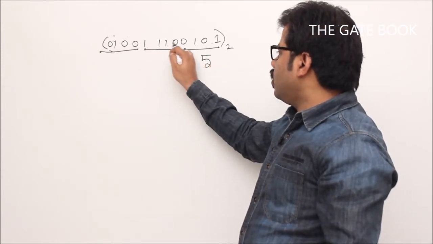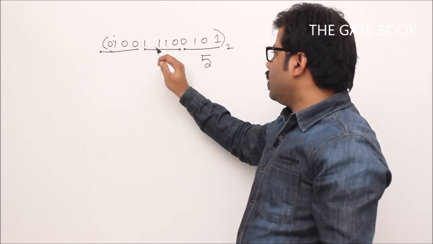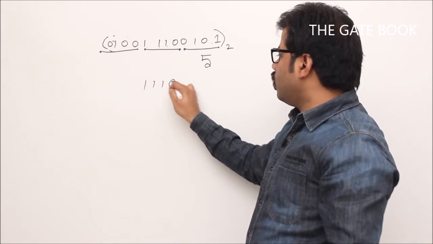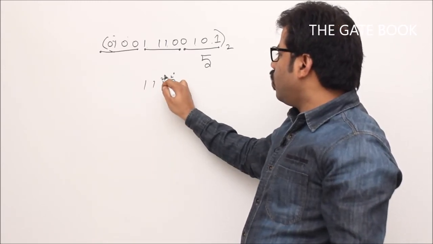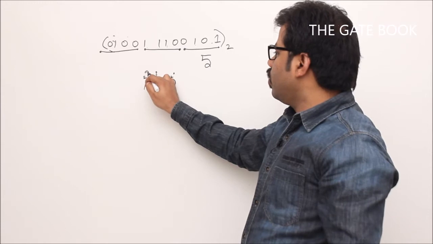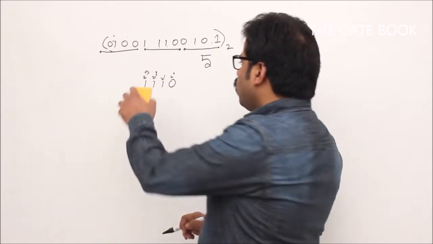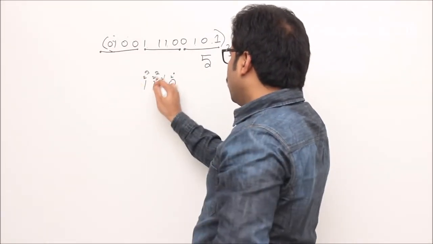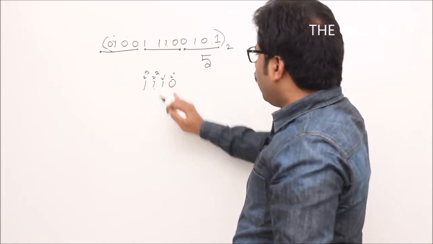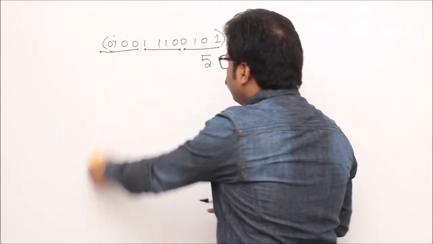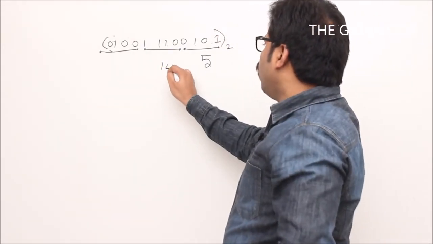This is 1110, and 8, 4, 2 are the weightages. Focus on 1110: 2 power 0, 2 power 1, 2 square, 2 cube. 8 plus 4, 12, 12 plus 2, 14, right? So 1110 is actually the hexadecimal digit 14.